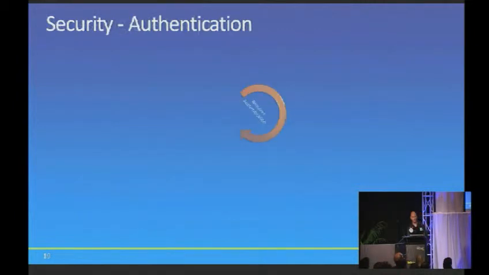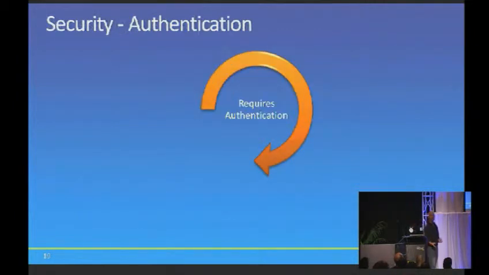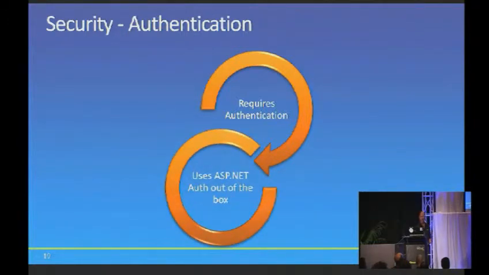So authentication. Security always comes down to these two guys, authentication and authorization. When you create your domain service, you're going to want to deal with authentication, make sure you know who the user is. So you set this attribute called requires authentication if you want to use it. And I'll show you where that comes. It uses ASP.NET Auth out of the box.